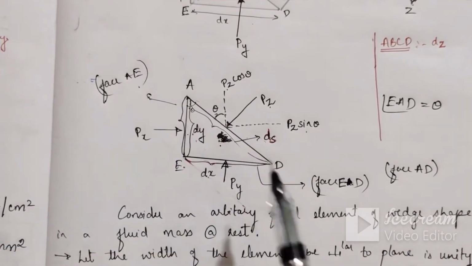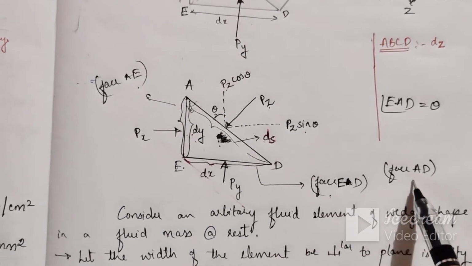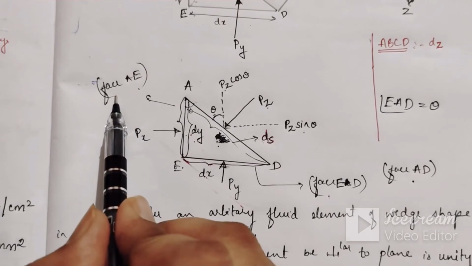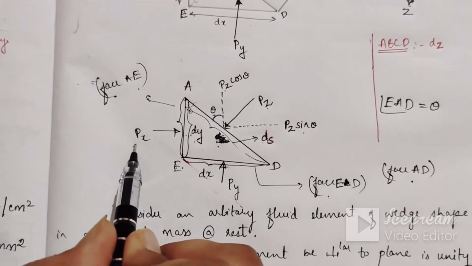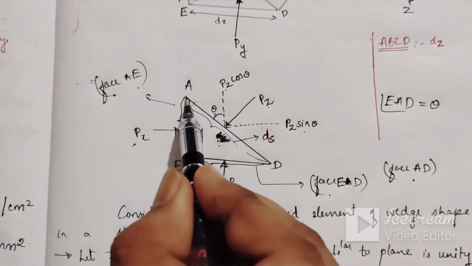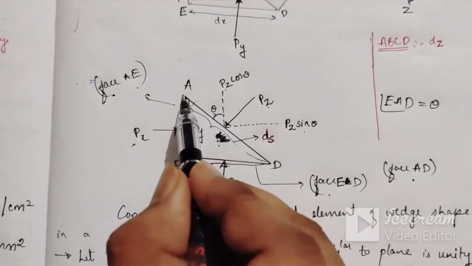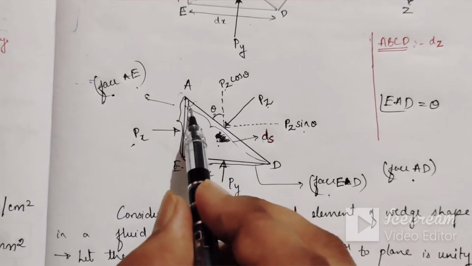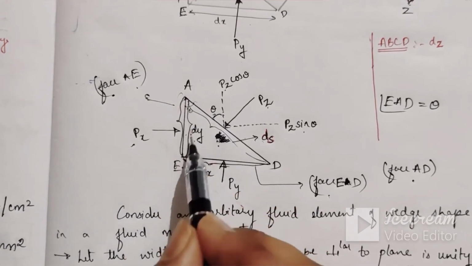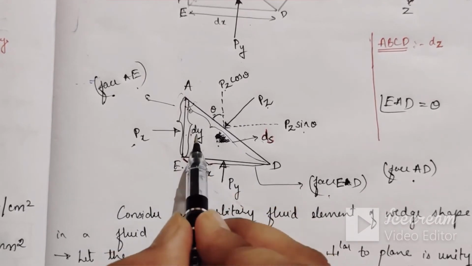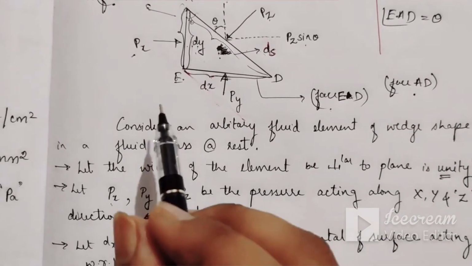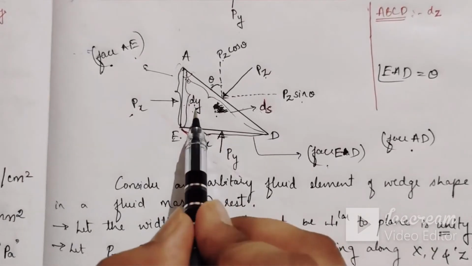So face AE, what force comes here? I'll tell you here only. The force on face AE would be px into the area of AE. So what is the area of the face AE? AE is a rectangular element, length into breadth. I already defined the length as dy, and the width I consider as unity. So it is dy into 1.